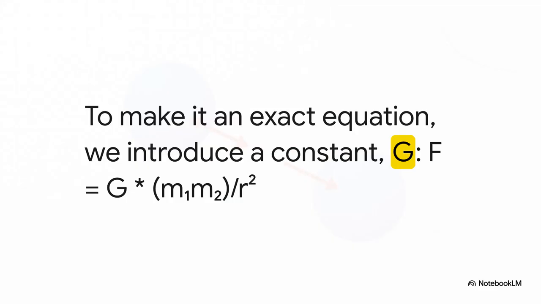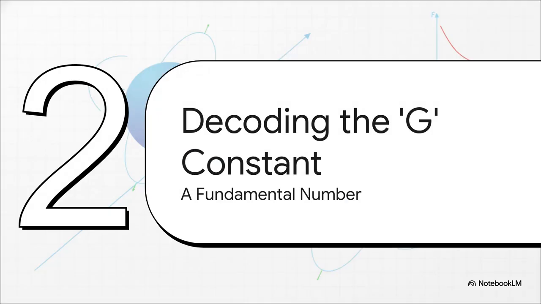To turn that relationship into a real, honest-to-goodness equation we can actually use, we need one more thing: a constant of proportionality. And that is G, the universal gravitational constant. It's kind of like this secret ingredient that scales the whole relationship to perfectly match how the universe actually works. So what is this G all about? Let's take a minute to really decode this fundamental number that's woven into the fabric of our cosmos.